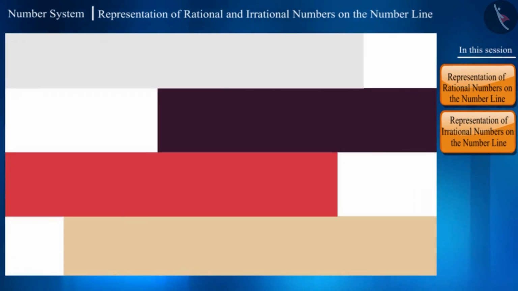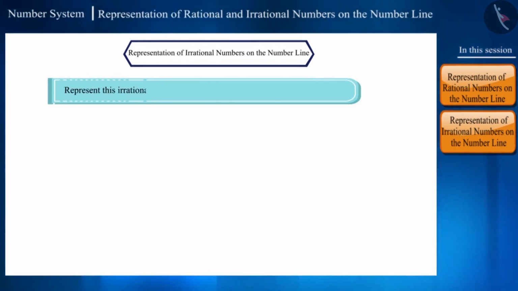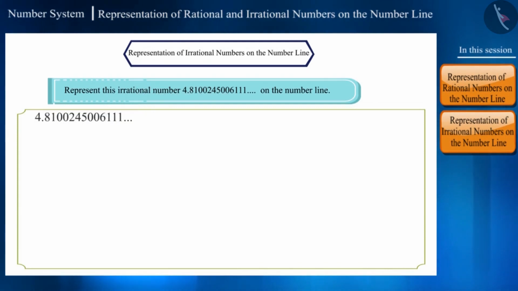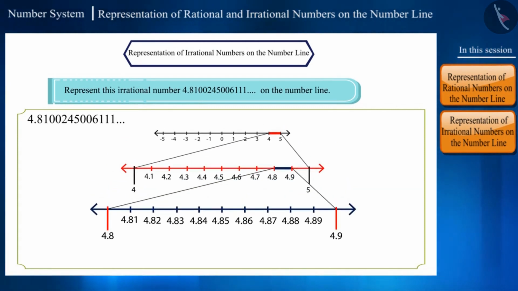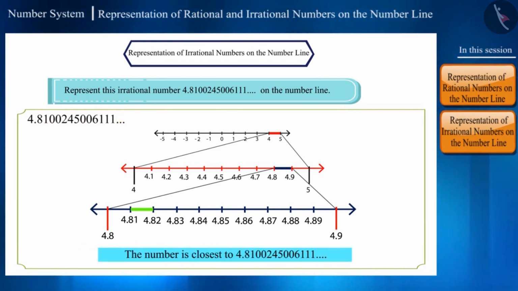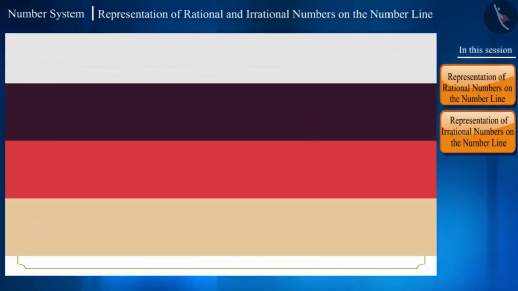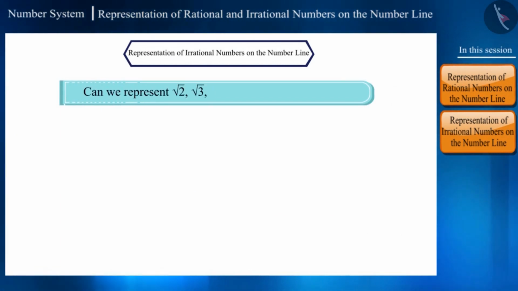Let's take an example. Represent this irrational number 4.810024500611 on the number line. This number will lie on the number line somewhere between 4.81 and 4.82. Friends, here the numbers are non-terminating and non-repeating after the decimal. Hence, even here, we will not be able to precisely spot the number, but we can still come to its closest point. Friends, we will be able to represent irrational numbers on the number line without knowing their decimal expansion.